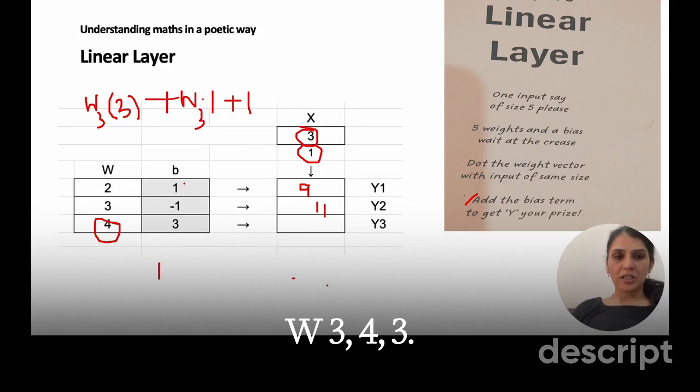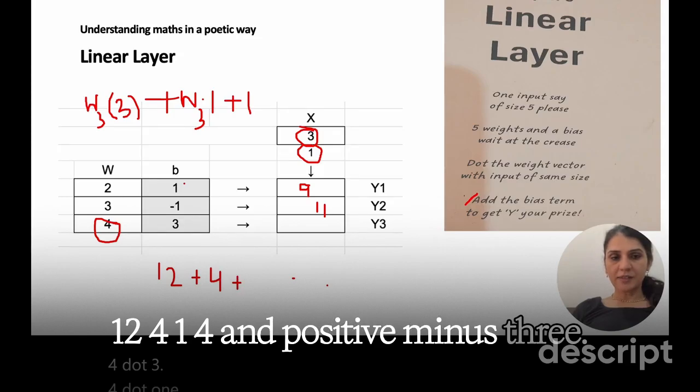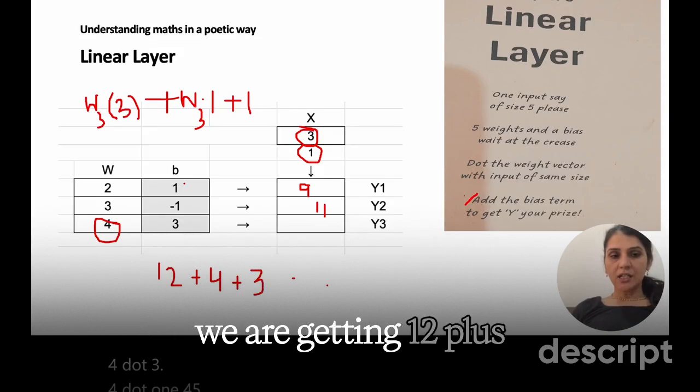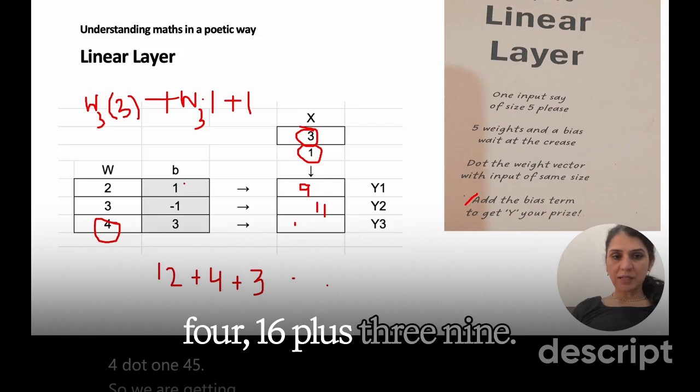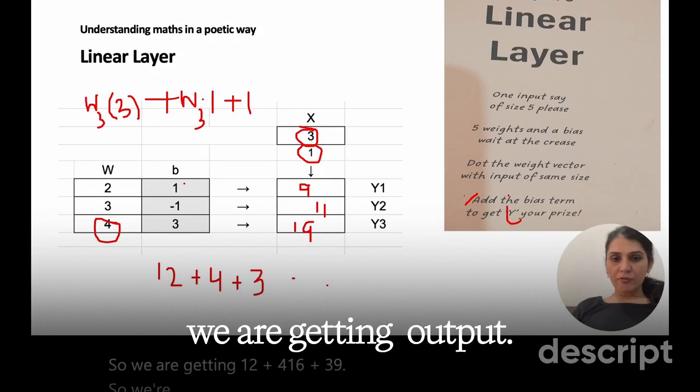4 dot 3, 12, 4 dot 1, 4, and positive bias 3. We are getting 12 plus 4, 16, plus 3, 19. We are getting our output Y.